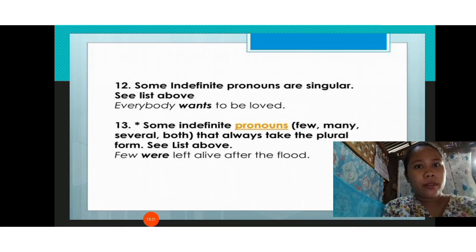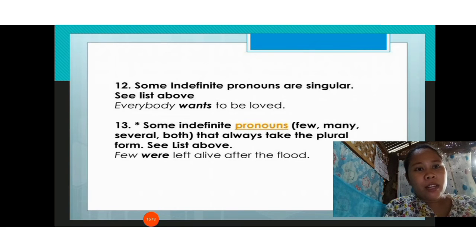Number 12. Some indefinite pronouns are singular. Example, everybody wants to be loved. So we have everybody, indefinite pronoun, and we have wants as our verb, singular.